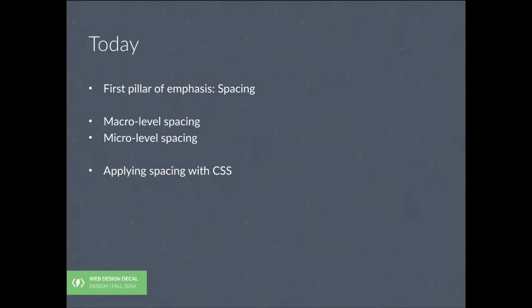There are two types of spacing. One is macro level spacing, and the other is micro level spacing. We learn how to do both using the stuff that you learned in programming lecture today, which is CSS box model.